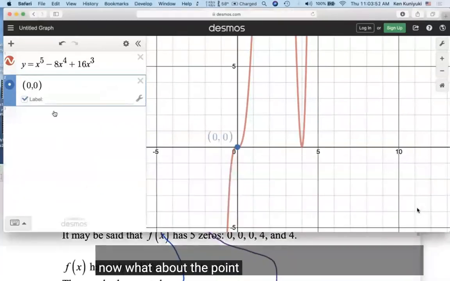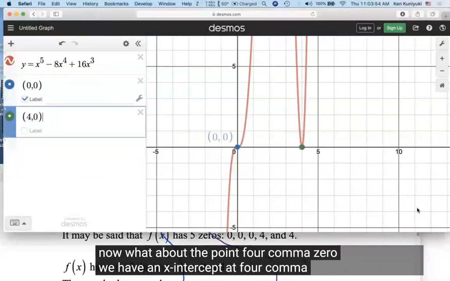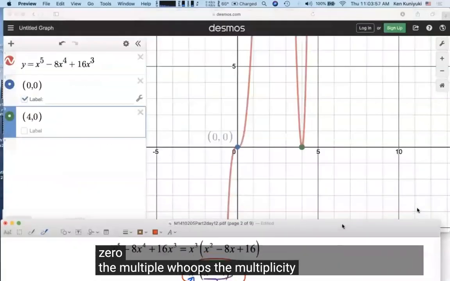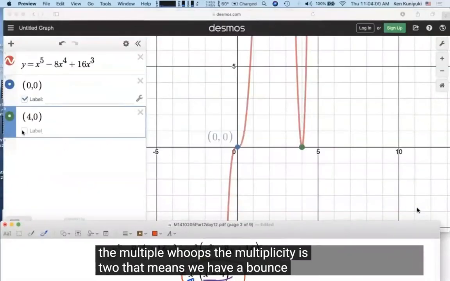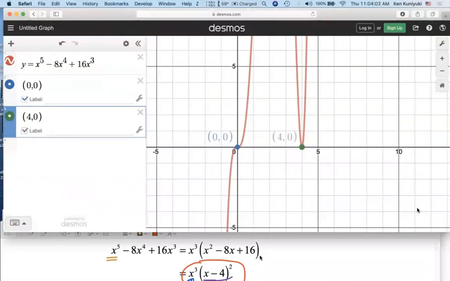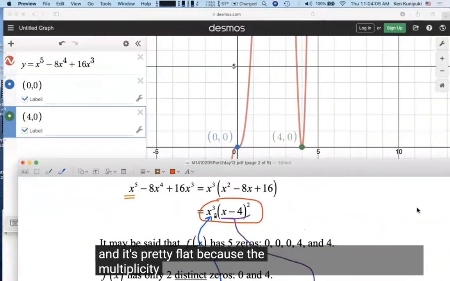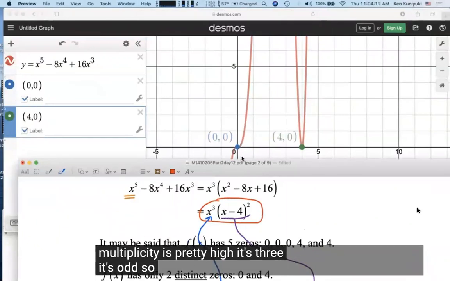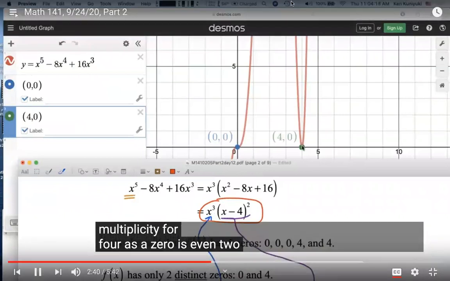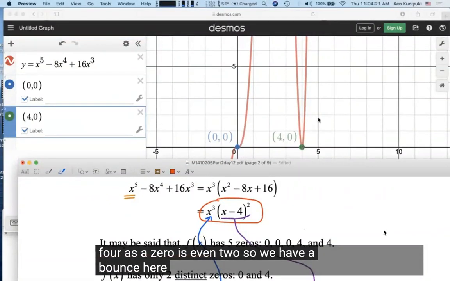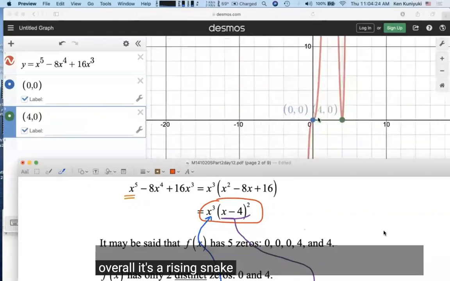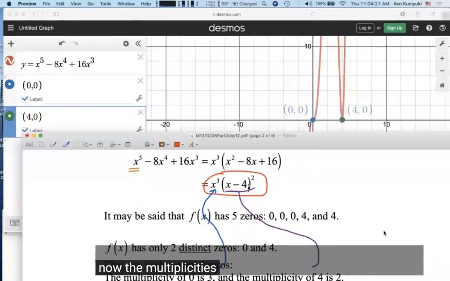Now, what about the point 4, 0? We have an x-intercept at 4, 0. The multiplicity is 2. That means we have a bounce. All right. So we have a cut at the origin, 0, 0. And it's pretty flat because the multiplicity is pretty high. It's 3. It's odd, so we have a cut here. The multiplicity for 4 as a 0 is even, 2. So we have a bounce here. Overall, it's a rising snake. Now, the multiplicities here tell us about cutting versus bouncing on the x-axis, at the x-intercepts.